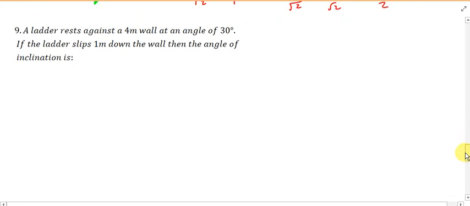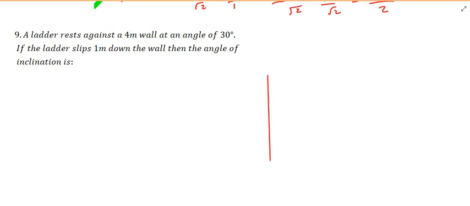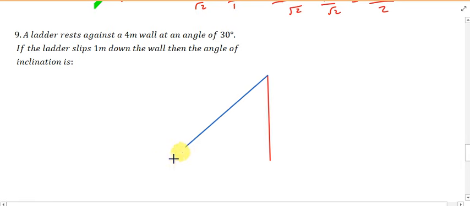Let's look at question number 9. A ladder rests against a 4-meter wall, right? So let's draw a wall here. Right, so we've got a ladder resting against a 4-meter wall, right? So call this the ladder, that's the wall, at an angle of 30 degrees, right? This is the ground, so that angle is 30 degrees.